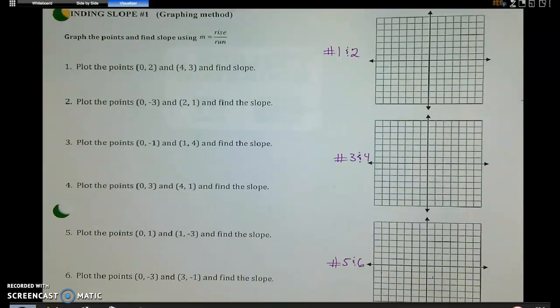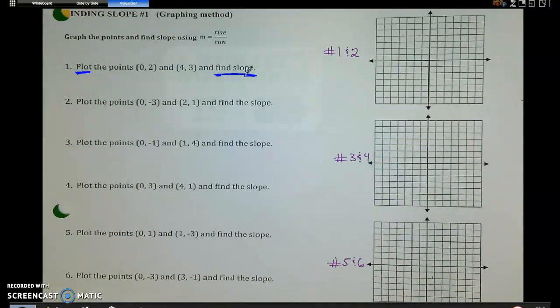Alright guys, we're learning about slope. So looking at this assignment, for each of these, there are two things that you're going to have to do. First, you have to plot the points, then you have to find the slope. And so you're going to put two of these lines on each of the graphs. So let's work through a couple of them.